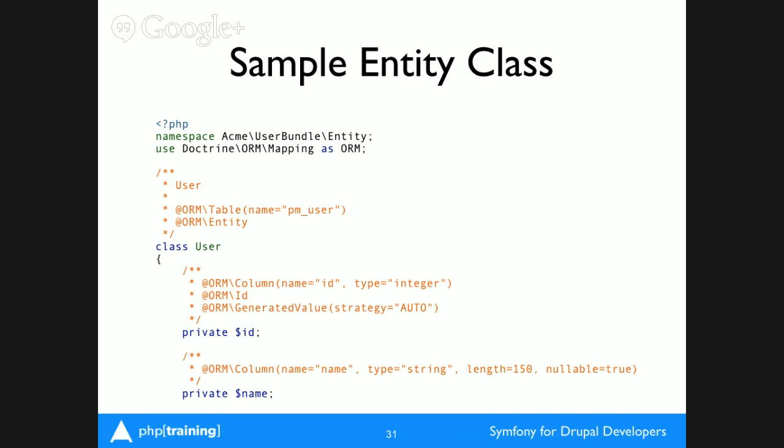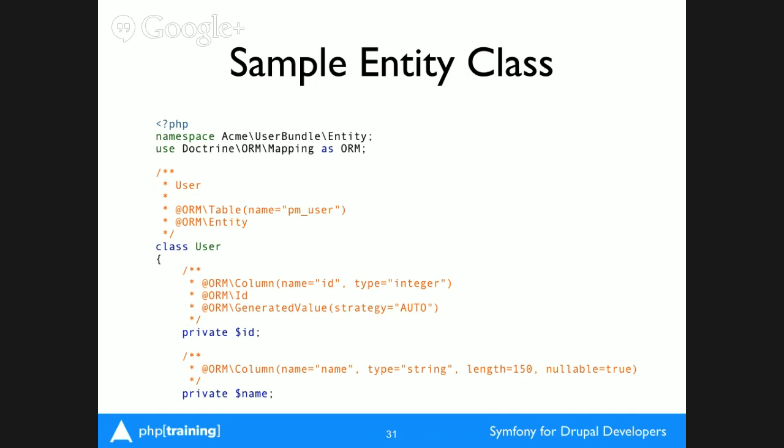And then we have a string named name. It's 150 characters long, and you can, in fact, leave it null. So you can get really complex with the specifications that you make for each of those things. But we're just keeping it simple for the example here.